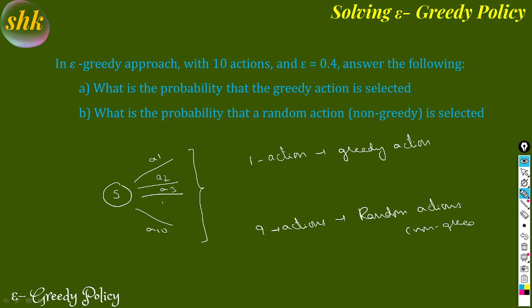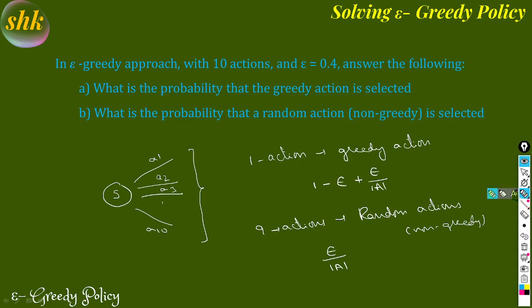For a greedy action, the probability we can consider as 1 minus epsilon plus epsilon by A, where A is the number of actions. Whereas for each of the remaining 9 actions, the probability is equivalent to epsilon by the number of actions.